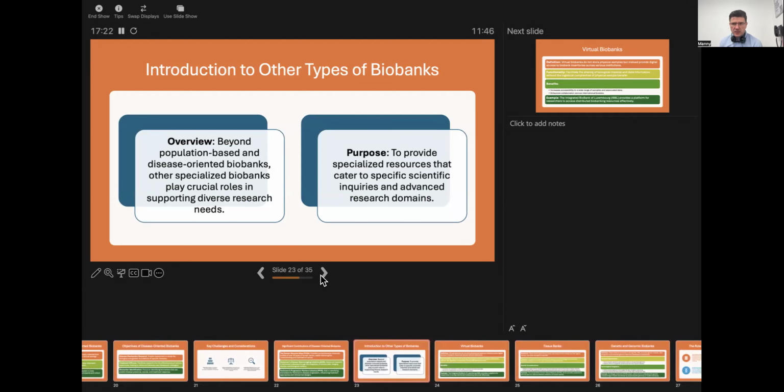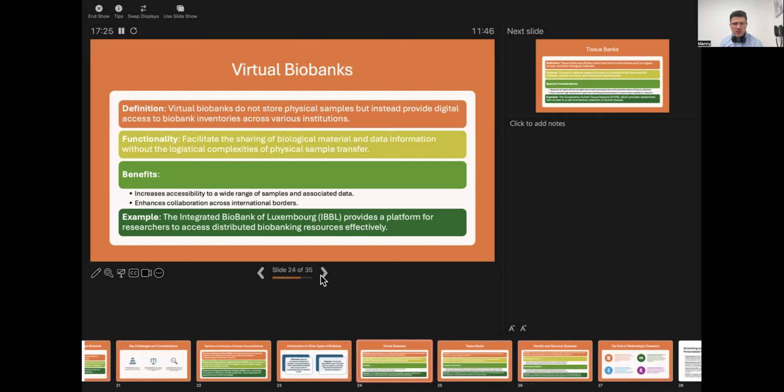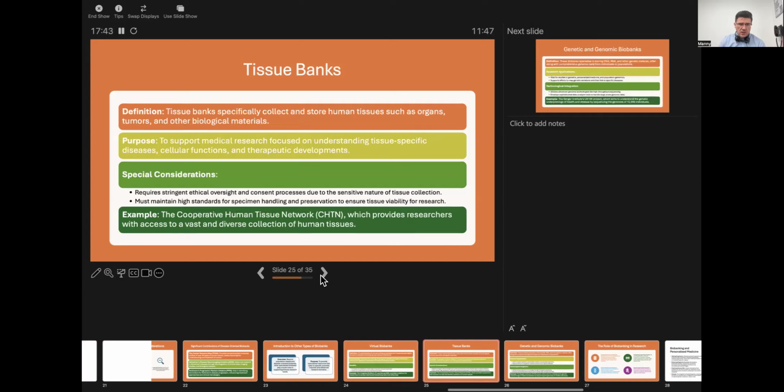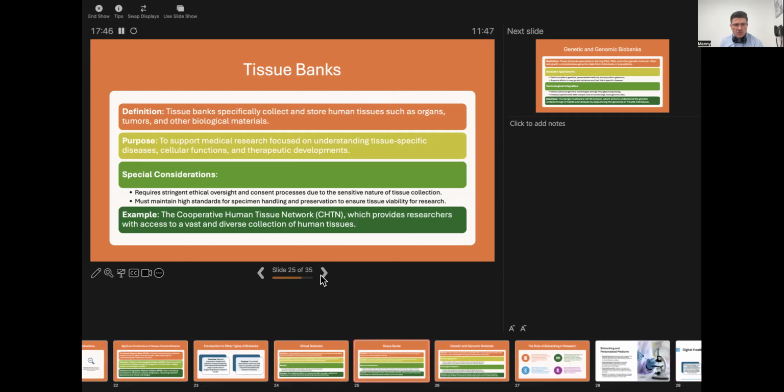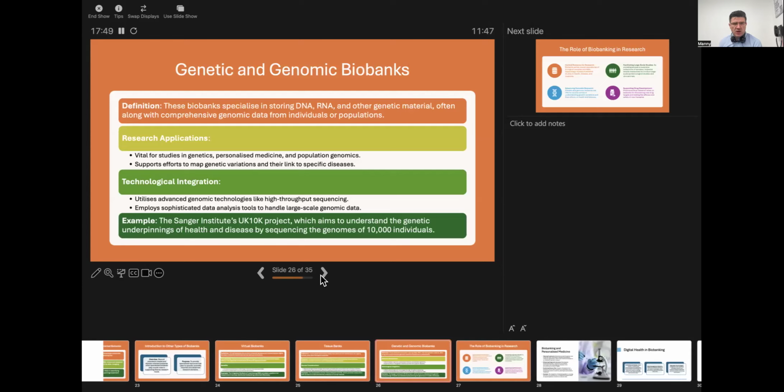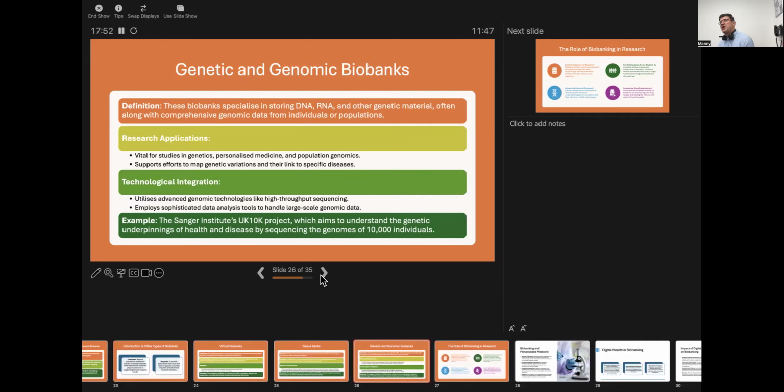There are other types of biobanks, like virtual biobanks that do not store physical samples, but provide digital access to biobank inventories. So it's a repository, really. So that sharing of biological material and data information is maximized. Tissue banks, genetics and genomic biobanks. By the way, I come from a genomic background, so you're going to get a lot of that, I'm afraid. But hopefully it's just a useful use case that is applicable to other types of data, all right?